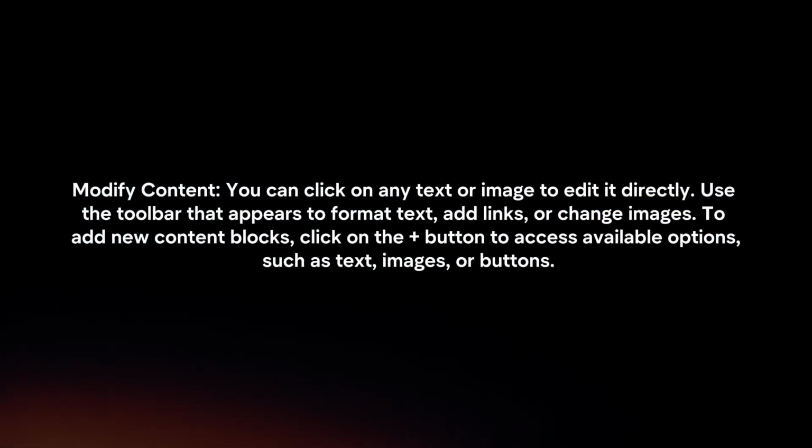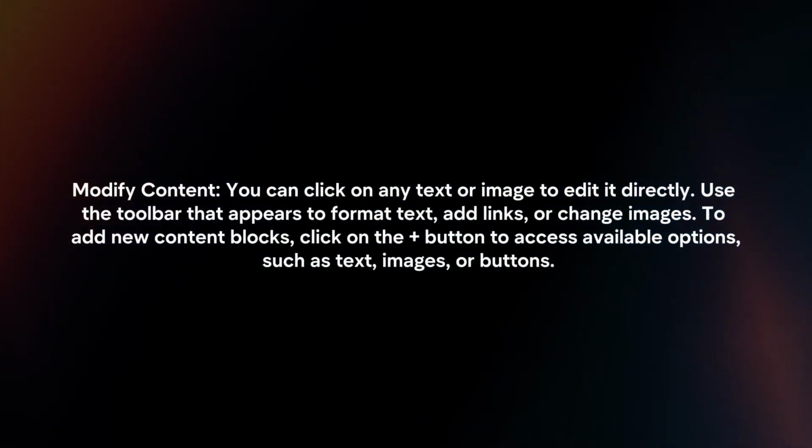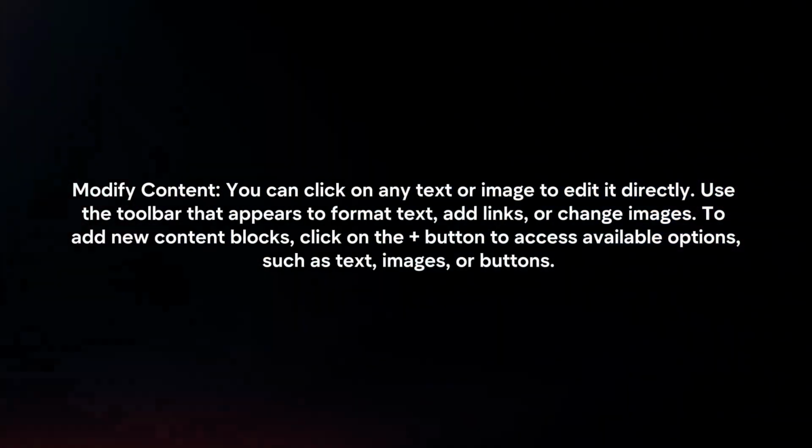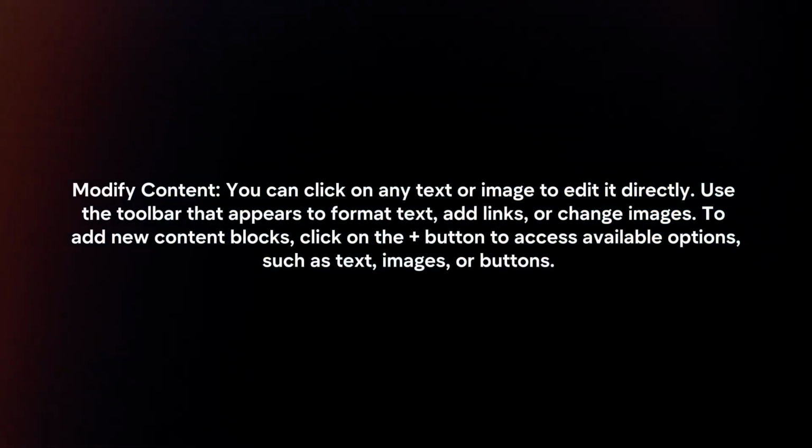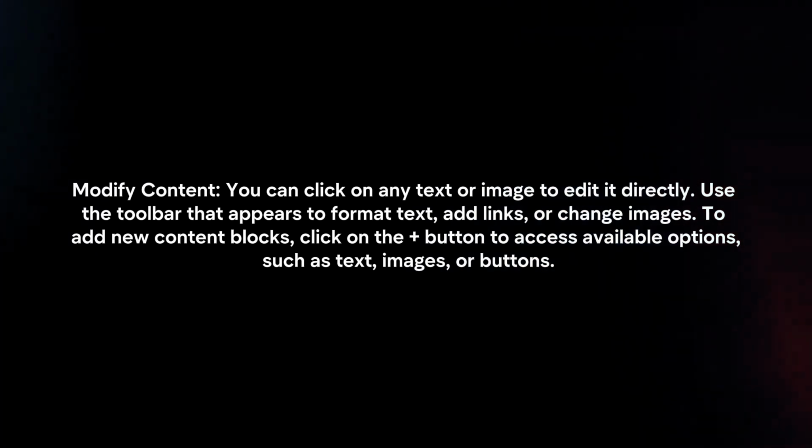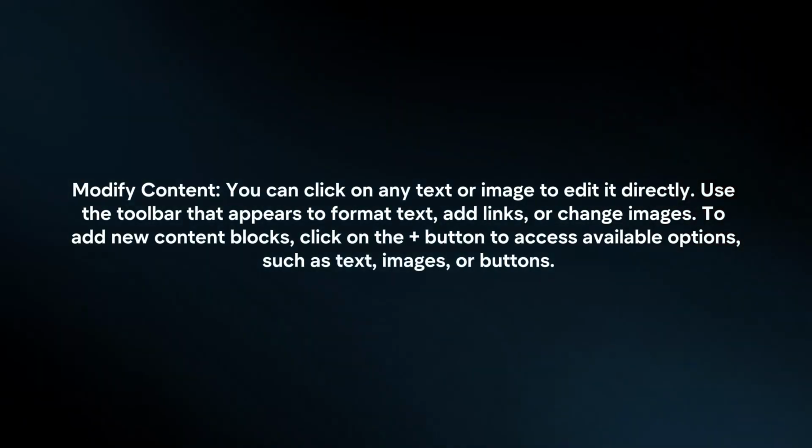Modify content. You can click on any text or image to edit it directly. Use the toolbar that appears to format text, add links, or change images. To add new content blocks, click on the plus button to access available options, such as text, images, or buttons.